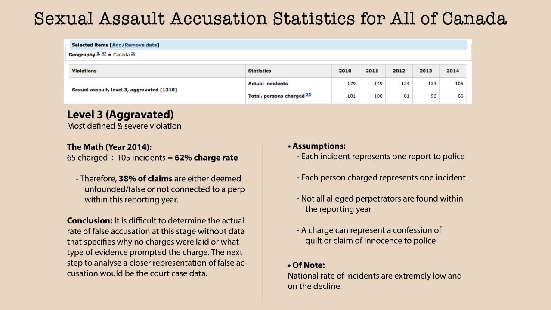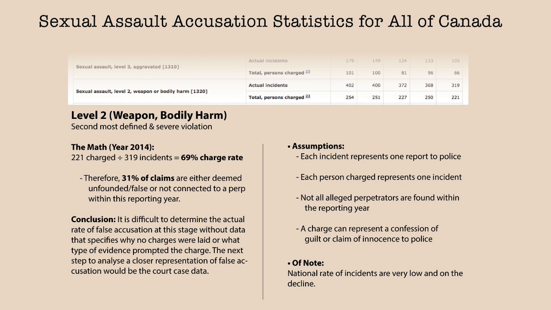And the assumptions that I use in determining this 62% charge rate include the following. Each incident represents 1 report to police. Each person charged represents 1 incident. Not all alleged perpetrators are found within the reporting year. And a charge can represent a confession of guilt or claim of innocence to the police. Also of note regarding these statistics is the fact that the national rate of incidents is extremely low and on the decline. 105 incidents across all of Canada for 1 year of this type of sexual assault is a very low number.